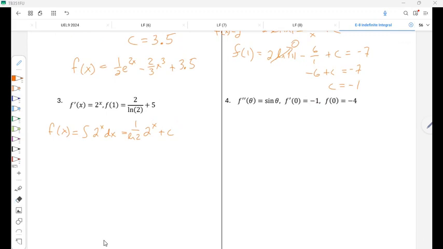It should work now. The f of 1 is 1 over ln2 times 2 to the first power plus c. And that equals 2 over ln2 plus 5. Other than a little bit of notation, get rid of that 1, bring the 2 to the numerator. These two things are the same, which just makes c equal to 5, right? Subtract 2 over ln2 from both sides and they're gone. C has to be 5. Okay.